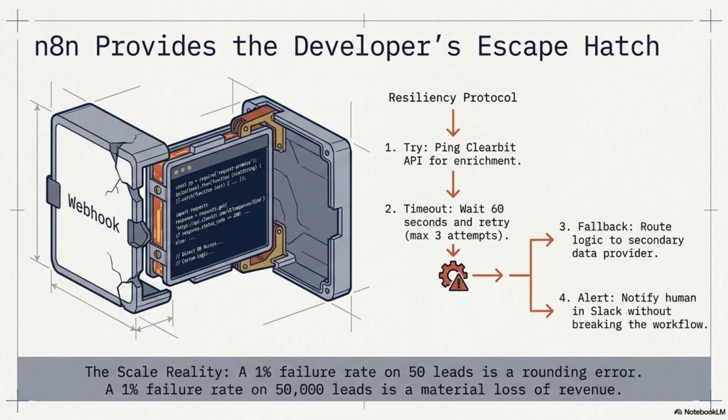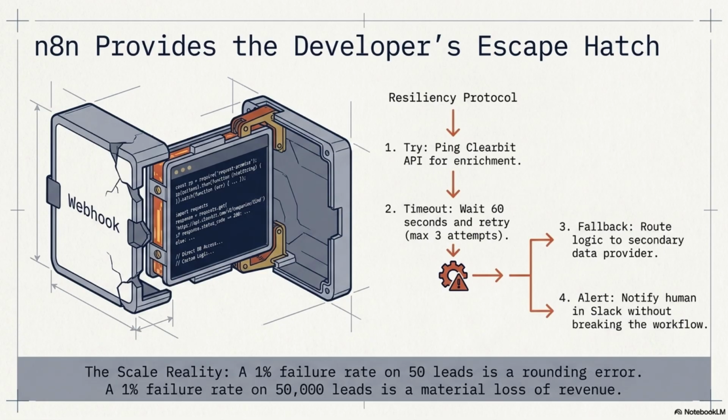Yeah. But consider a scenario involving API rate limits and unreliable third-party endpoints. In a standard visual tool, if an API call times out, the workflow simply fails. The lead just doesn't get routed. It's just gone. Exactly. But in n8n, you can architect native error handling. You can build a try-catch block visually.